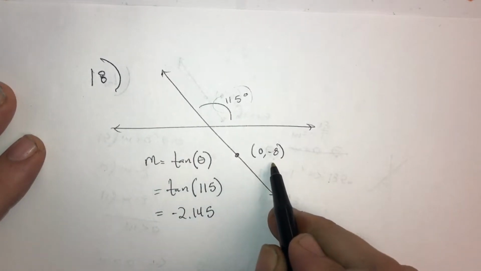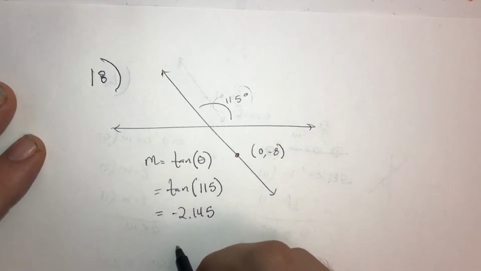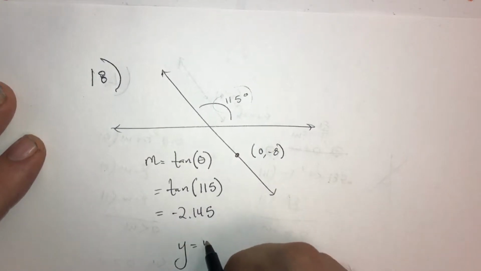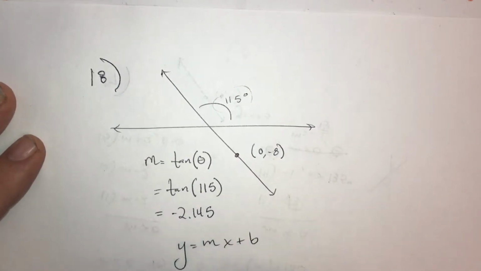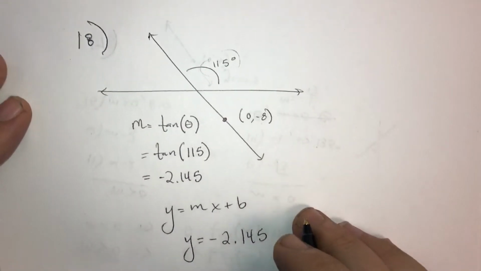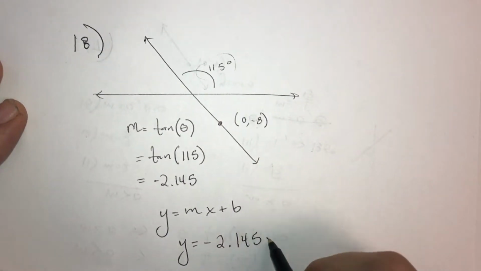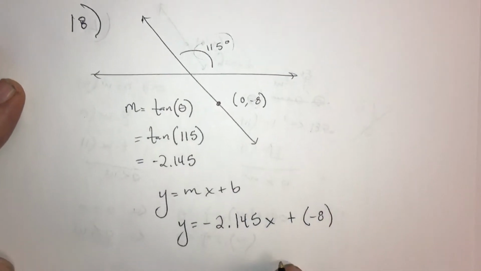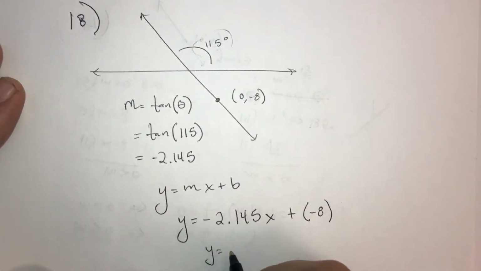And since I've already given you the y-intercept, you should know that if my equation is y equals mx plus b, then m is negative 2.145, which I just discovered. Then I've got my x plus negative 8. So let's write that all together as y equals negative 2.145x minus 8. Okay.